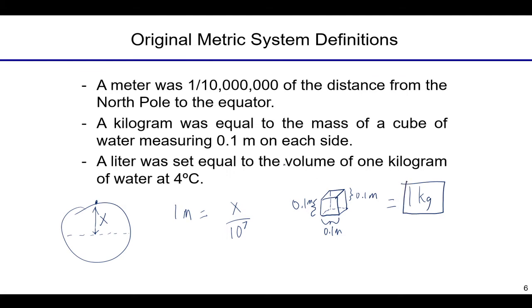A liter was set equal to the volume of this cube when it was at a temperature of 4 degrees Celsius. So this cube of water was both for making this fundamental unit of kilogram and defining this fundamental unit of liter, while this was for the fundamental unit of meter. So this is a much better way to do things, because now anywhere on Earth, you could make these measurements and define your unit. You can contrast this with how something like the foot was invented.